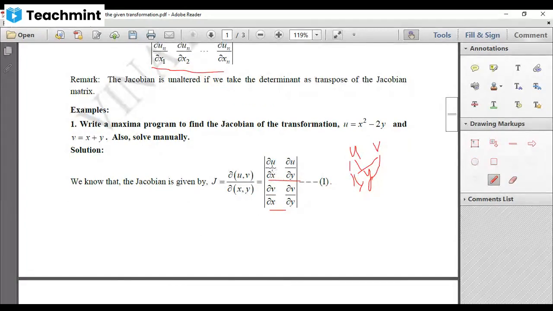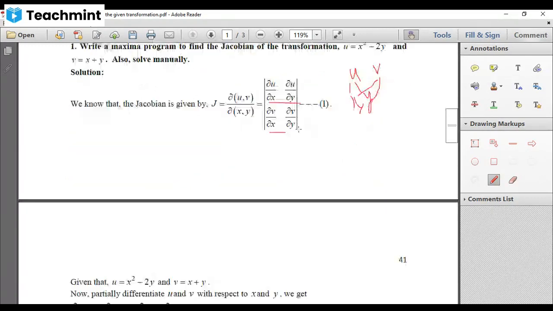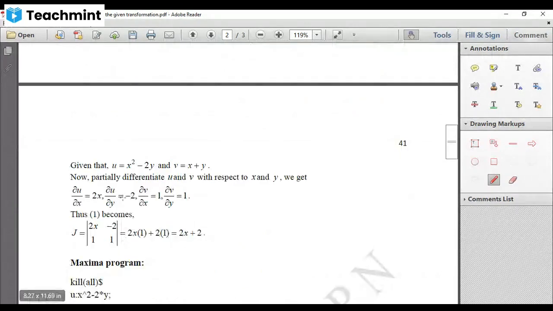So that means we need to find the partial derivative of u with respect to x and y, as well as the partial derivative of v with respect to x and y. Then substitute here and simplify the determinant. That gives you the Jacobian of the given transformation. So let us find out the partial derivatives.